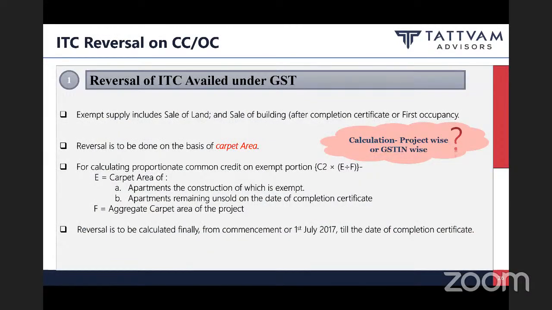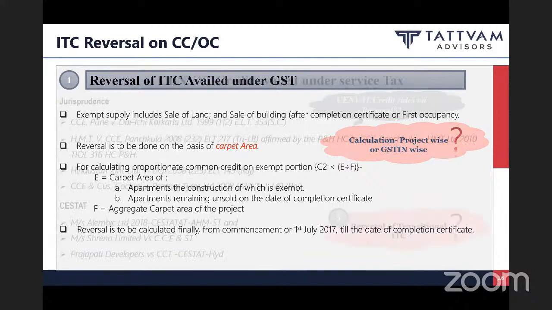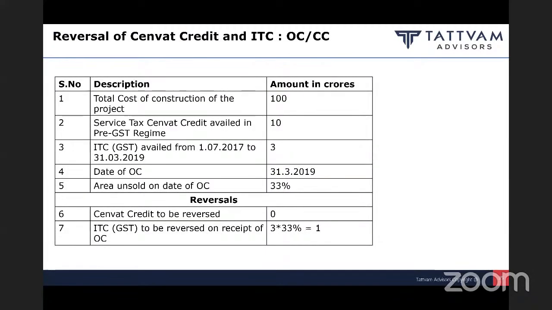The law simply says that in the GST regime, whatever GST credit you have availed from 1st July 2017 till the date of OC, you have to reverse based on unsold area proportion. Let me take an example for the benefit of all. The total cost of construction of the project was 100 crore rupees. In service tax, I took credit of 10 crore rupees, and in GST, I have taken credit of 3 crore rupees. The date of OC is 31st March 2019, and on the date of OC, 33% of the area remains unsold.